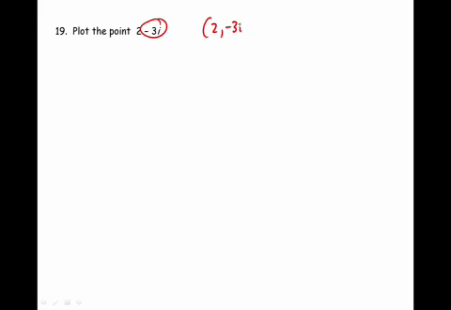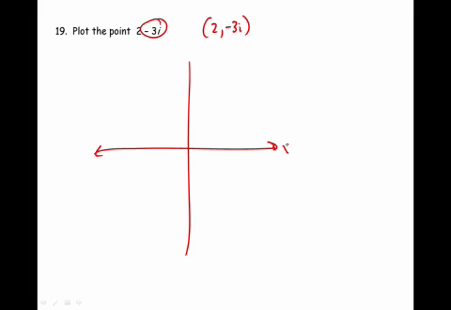Number 19, we want to plot. What we want to remember is that the real part is kind of like our x, and the negative 3i is like our y. So when we graph this, typically in a coordinate plane, this would be my x-axis, and this is going to be my y-axis. But when we're graphing complex numbers like 2 minus 3i, the x-axis is called our real axis, and the y-axis is called our imaginary axis.